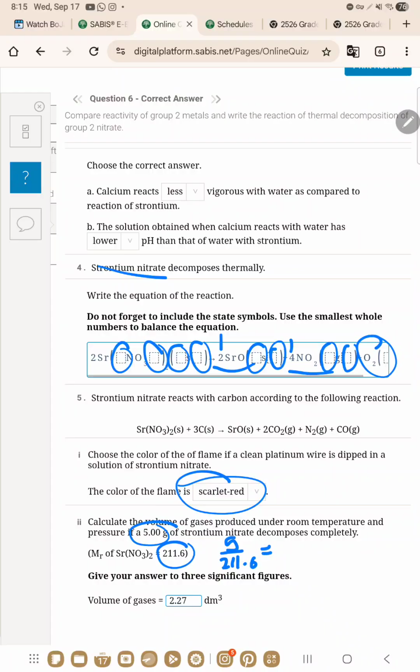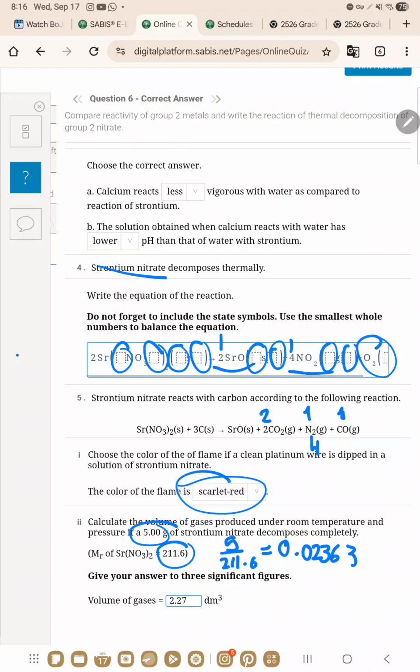Okay, so I checked, it is 0.02363. Anyways, so that's the mole ratio. Now we need to find how many moles of gases are formed. First of all, CO2 is a gas, it has 2 moles. N2 is a gas, it has 1 mole. CO is a gas, it has 1 mole. Add them, you have 4 gaseous moles.